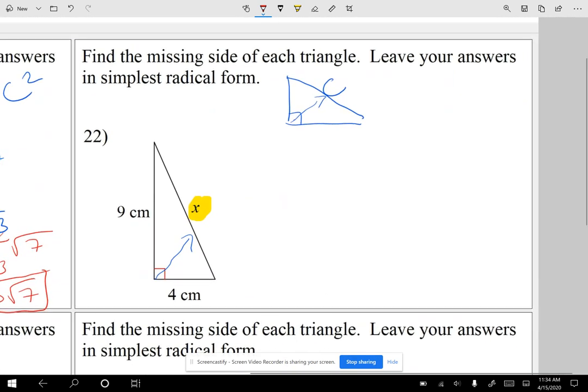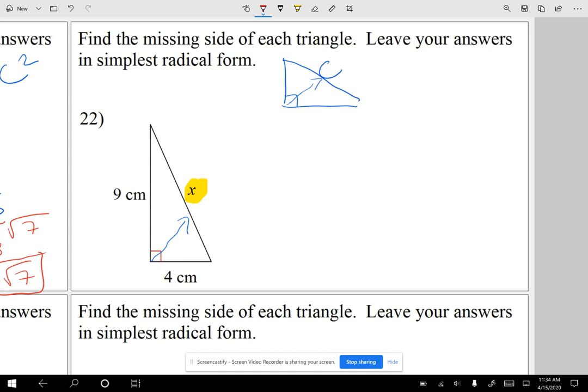All right, let's take a look at number 22. Let me square each of my sides first. 9 squared, it's 81, right? 9 times 9. X times x, it's x squared. 4 times 4 is 16. So in this case, I'm going to go 81 plus 16 is equal to x squared. 81 plus 16, that's 97.